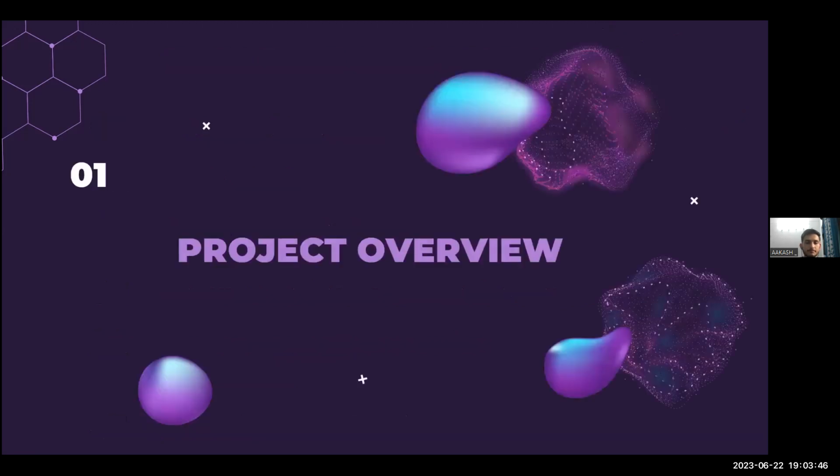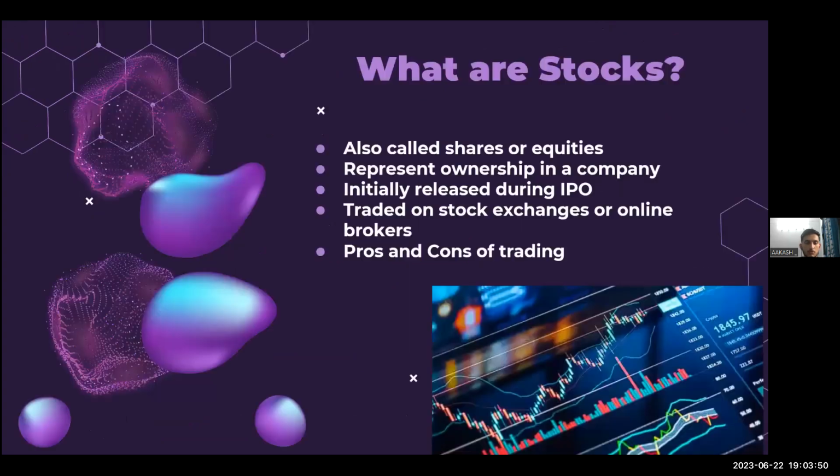Let's move ahead. So first, the project overview. What are basically stocks? To give you an idea, let's say you want to start a particular food venture, and for that you need funding. You will approach a bank, get the necessary funding, and open a branch in your locality.